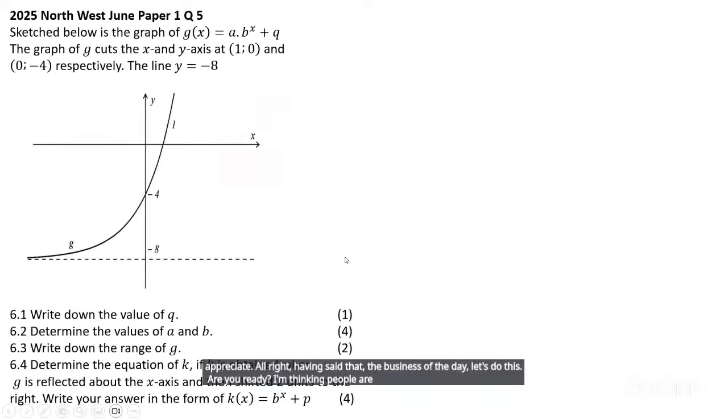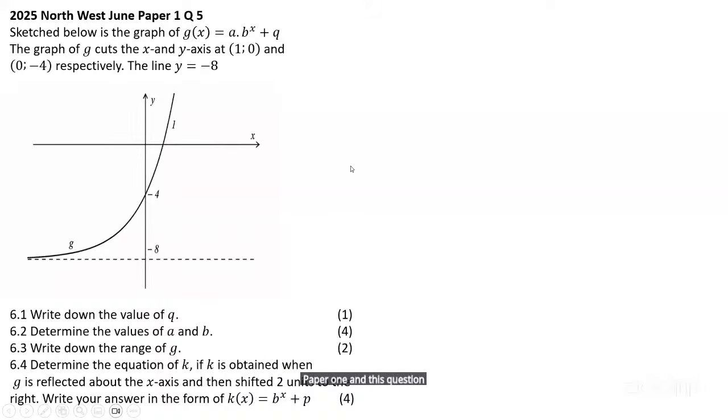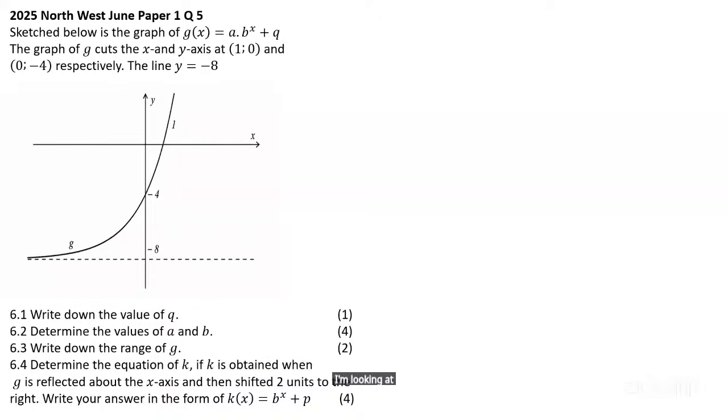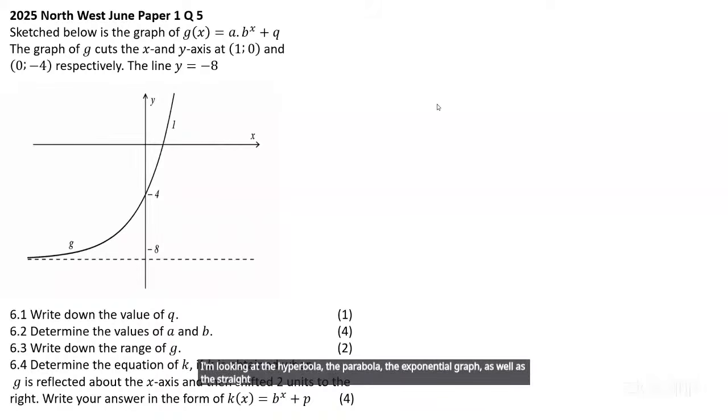So am I. First question, 2025 Northwest June, paper 1, and this question, number 5. So we start on it. Write down the title. We are doing it together. Like I said initially, we've got 4 different graphs that we're going to do together: the hyperbola, the parabola, the exponential graph, as well as the straight line function. The question starts this way.